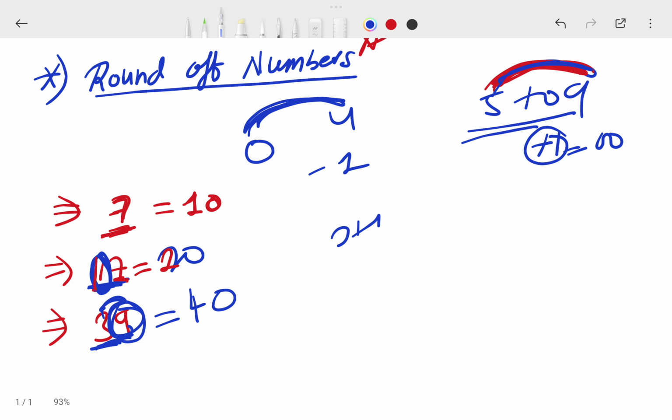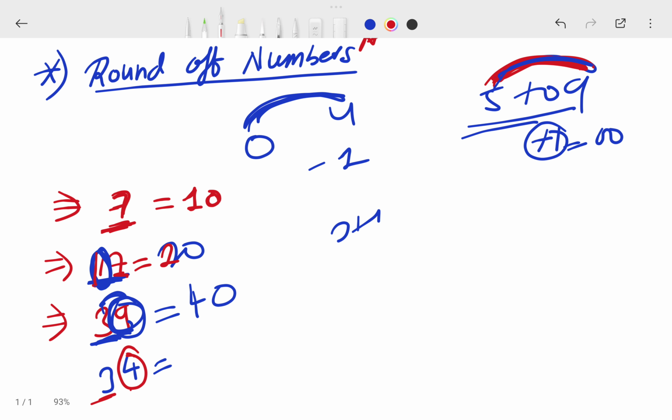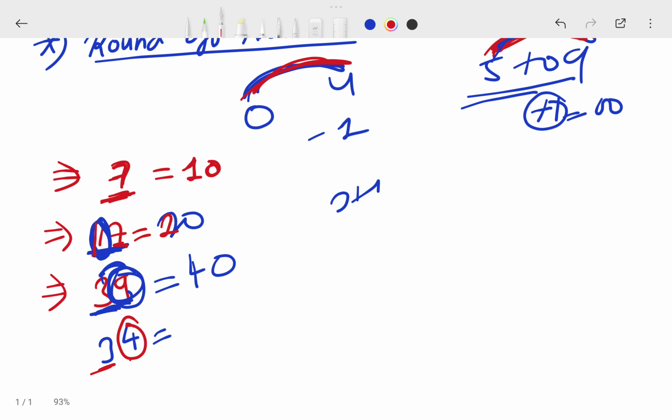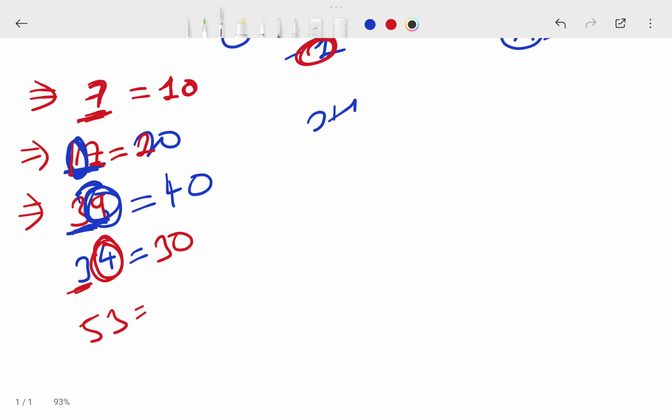Exactly. This is called rounding of numbers. Let's suppose this is 34. We don't look at 3, we look at the last digit, 4, which comes between 0 and 4. So we just take it as 0. Write 3 and then 0. Now let's see 53. To check, forget the 5, just see the 3 only.